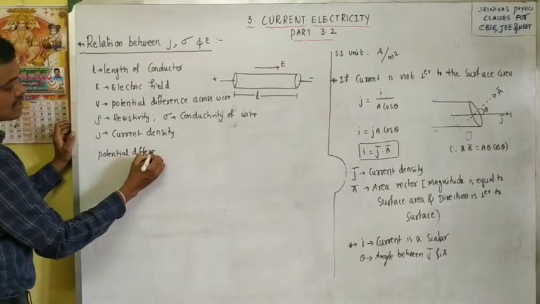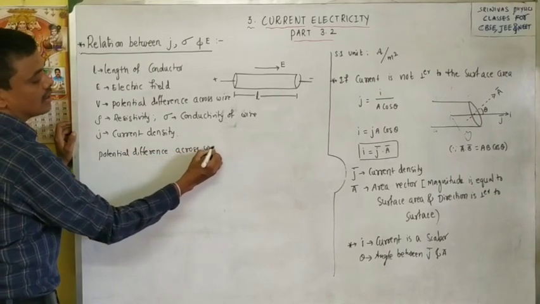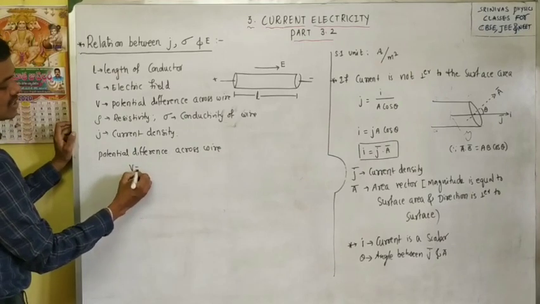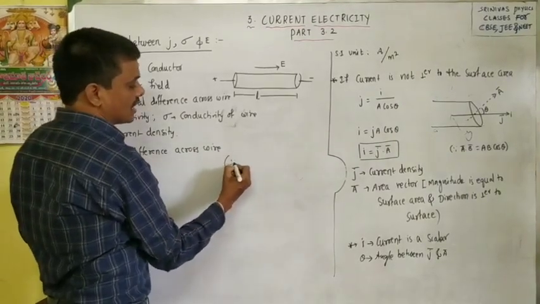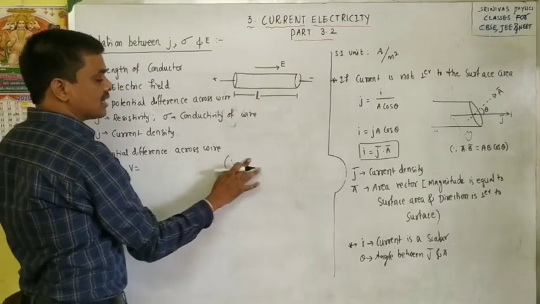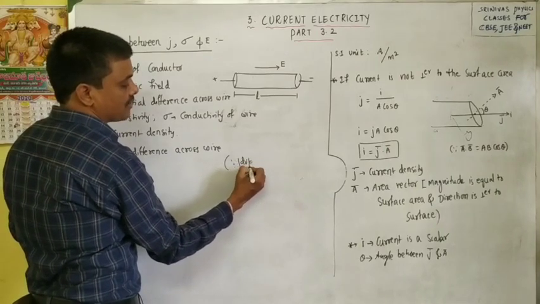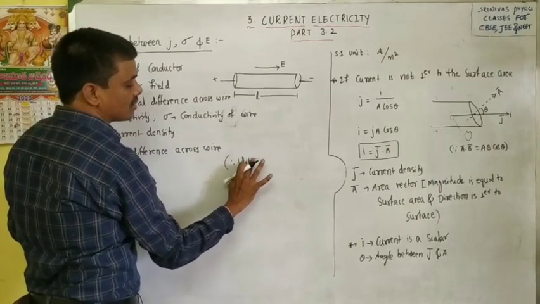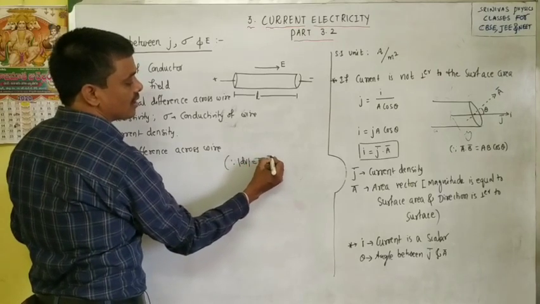Potential difference across a wire. What is that? V is equal to a formula. We have one formula, potential difference, electric field formula. We are applying the electric field here. The potential difference formula is the magnitude of potential difference, V equals the integral of E bar dot dr bar.